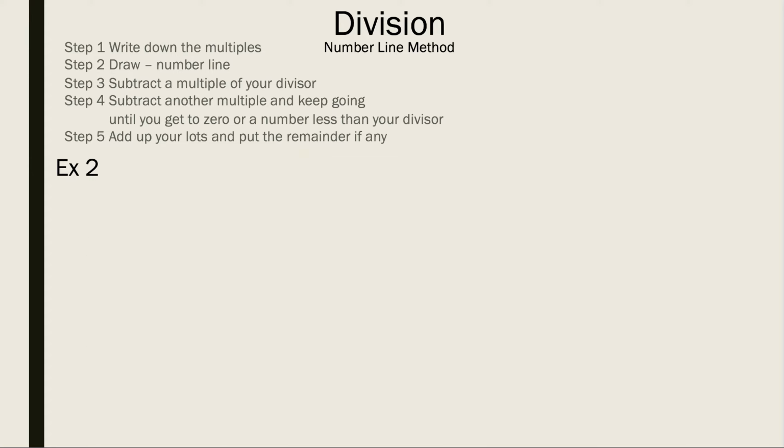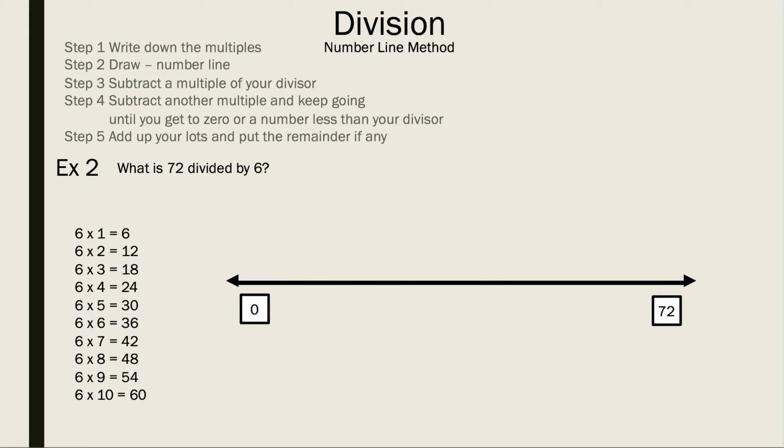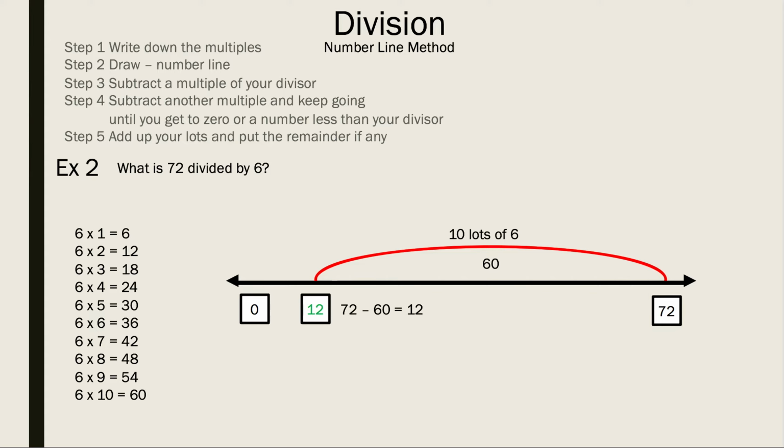Let's take a look at example 2. I'm going to write down, what is 72 divided by 6? So let's write down the multiples of your divisor, and they're on the screen. So let's go right ahead and write the number line as well. Now we're just going to draw a hump. It doesn't really matter what the end point is. Just draw it, and then you can decide what multiple you want to do. So in this case, once again, I think we should use 60, or 10 lots of 6, which is 60. And then we subtract, and we get 12, just to verify, 72 minus 60 is 12.